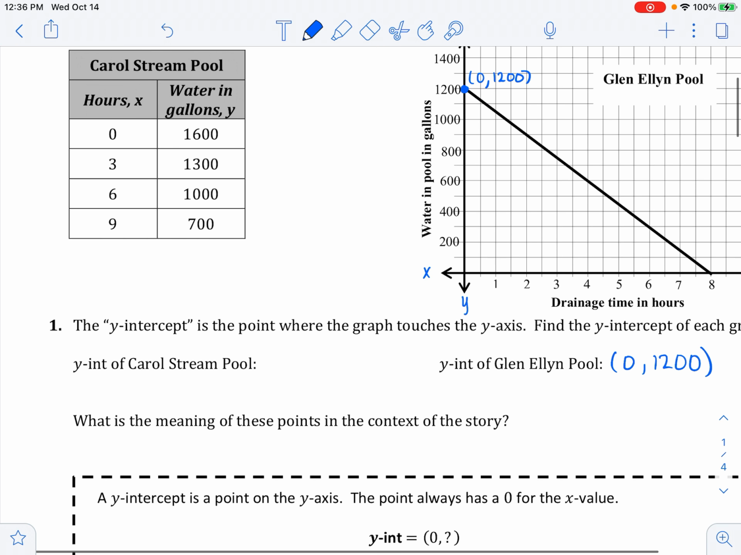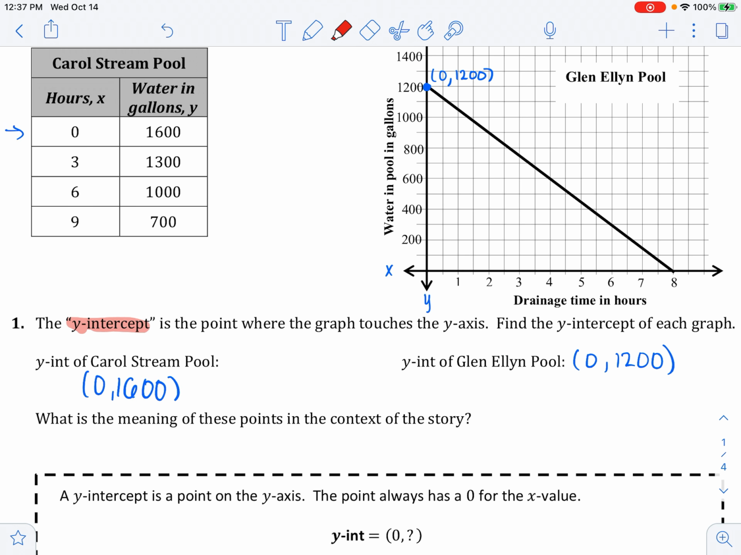And for the Carroll Stream pool, notice I already have 0 right here. So this is 0, 1600. The first thing to realize is that a Y-intercept is always a point. It's a point, not a number, so it's not 1600 and 1200. It's the ordered pair 0, 1600 and the ordered pair 0, 1200.